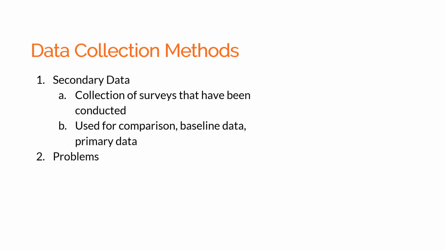Then there's secondary data collection, and this is kind of like what we've been doing in our research. It comprises surveys that have already been done. One real good example would be using the census as baseline data.